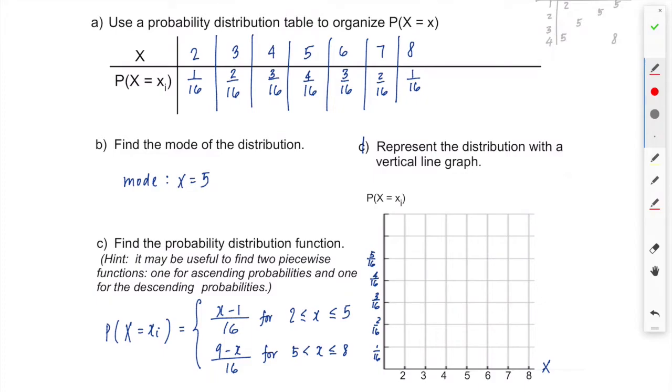And then when x is equal to 2, the height of the vertical line would be 1 out of 16. And then we just keep doing that. So 5 is the maximum. And then I start to decrease and go back to 1 out of 16 for 8.